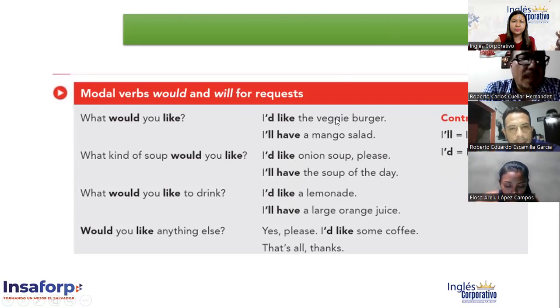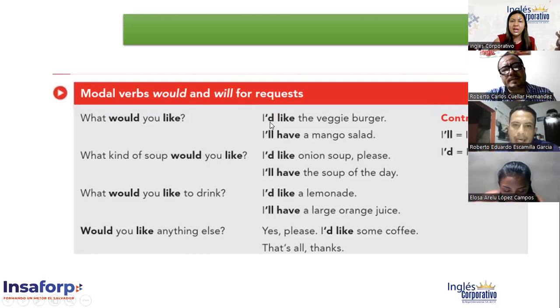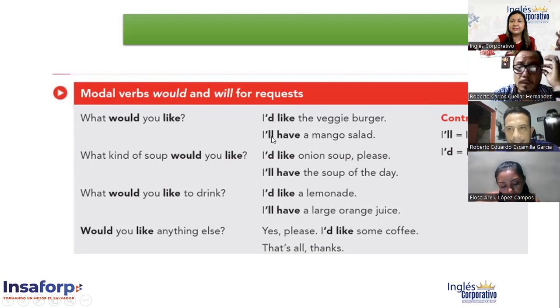Teacher, how do you pronounce the contraction when you talk? I'll and I'd. I'd like the big burger. I'd like onion soup. I'll have. I'd like a lemonade. I'll have a large orange juice.